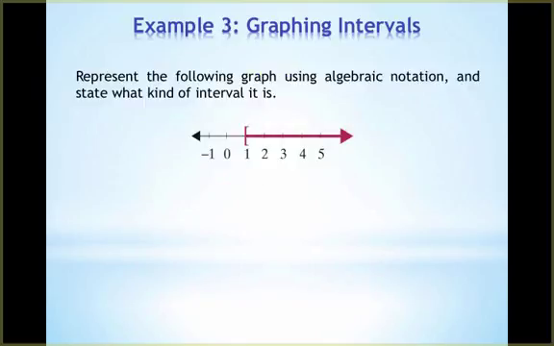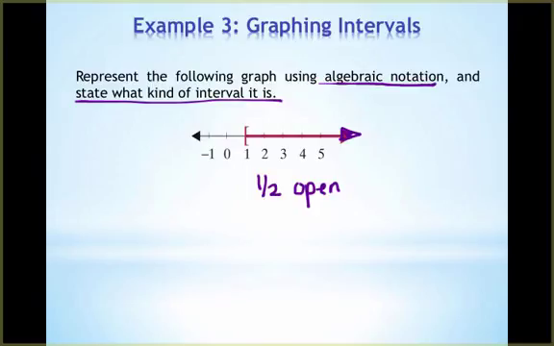Now we want to write this notation, or this line graph, using algebraic notation, and then state what kind of interval it is. Well, without even writing it, we can tell that it's going to be half open because we are going towards infinity on this end. And even though this is closed at 1, it's still going towards infinity. So how would I write that in algebraic notation?